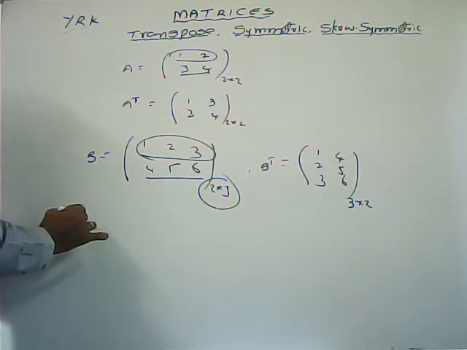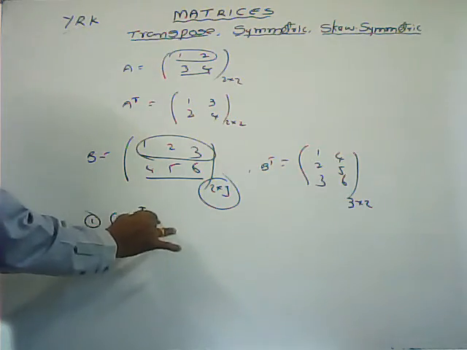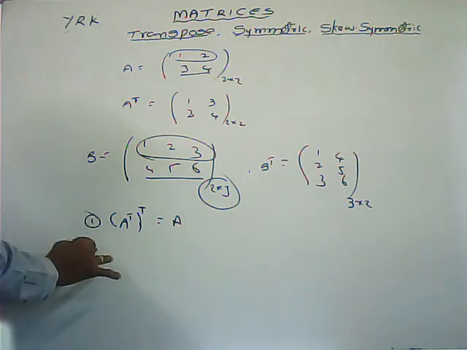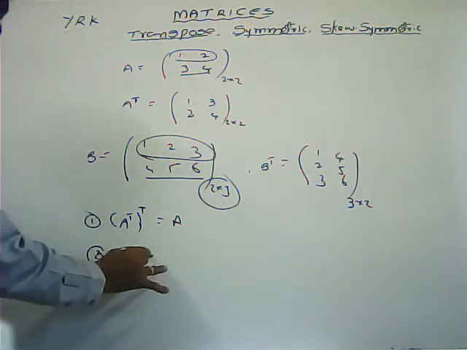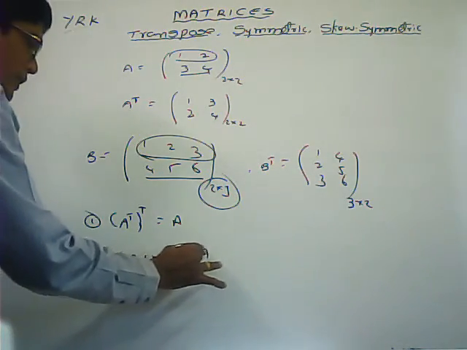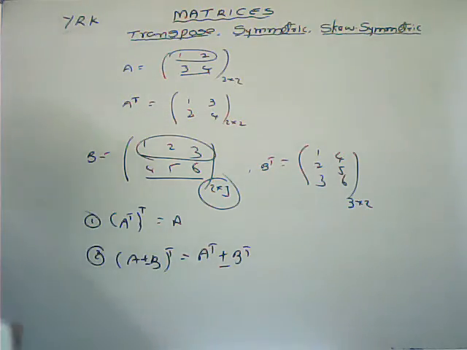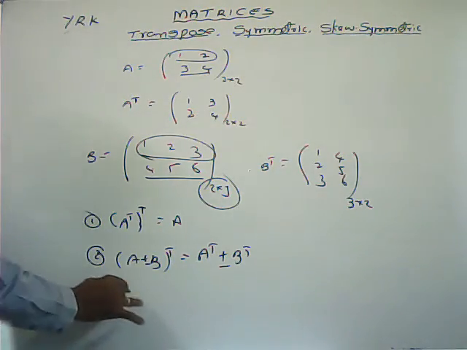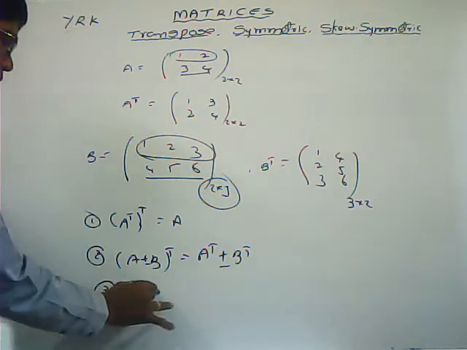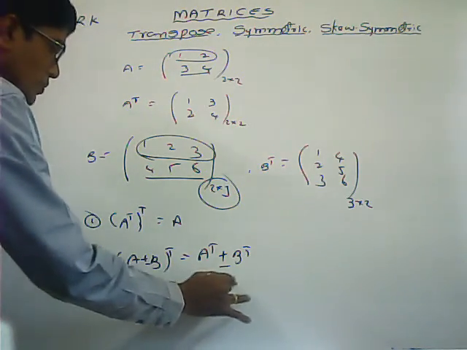Now here some properties are there. First one, A transpose whole transpose we get A only. Second, A plus or minus B whole transpose is equal to A transpose plus or minus B transpose. Third one, A into B whole transpose is equal to B transpose into A transpose.